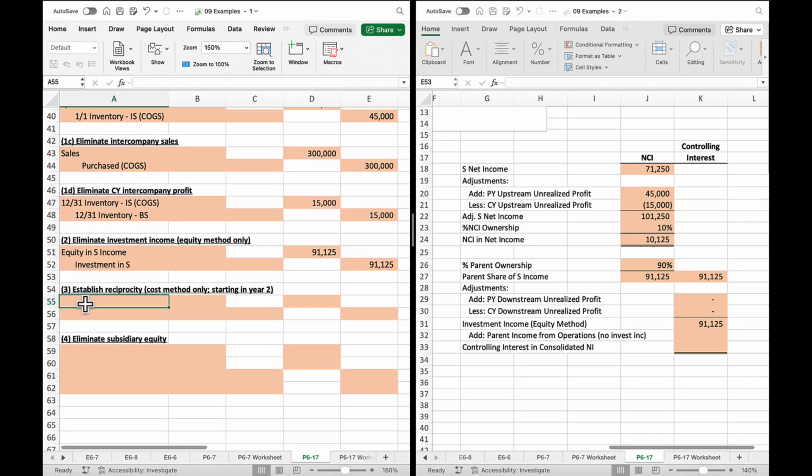Next, we established reciprocity previously. We don't need to do that because this is not a cost method question, so that is not applicable. And then finally, we need to eliminate our subsidiary equity. This one is going to be identical to the last time.